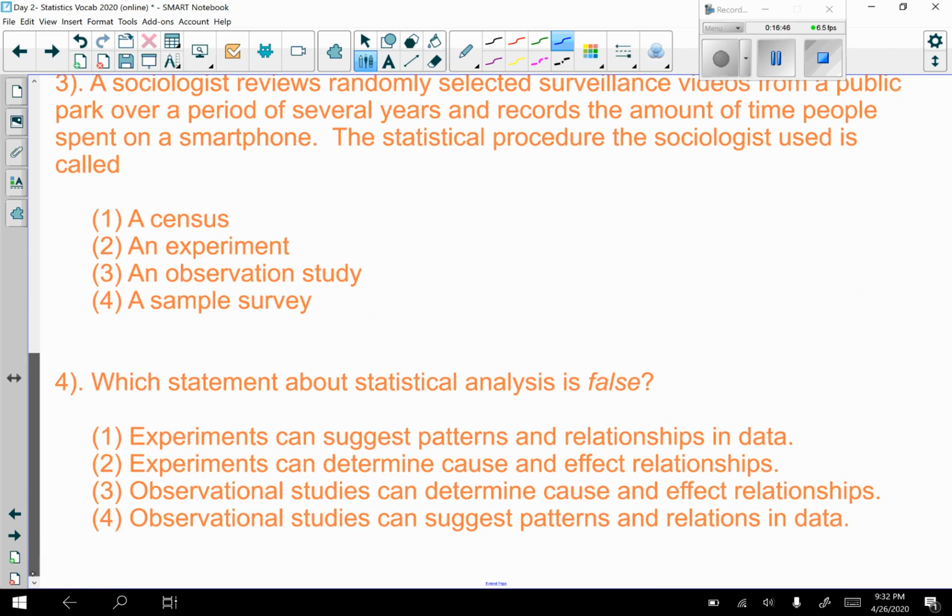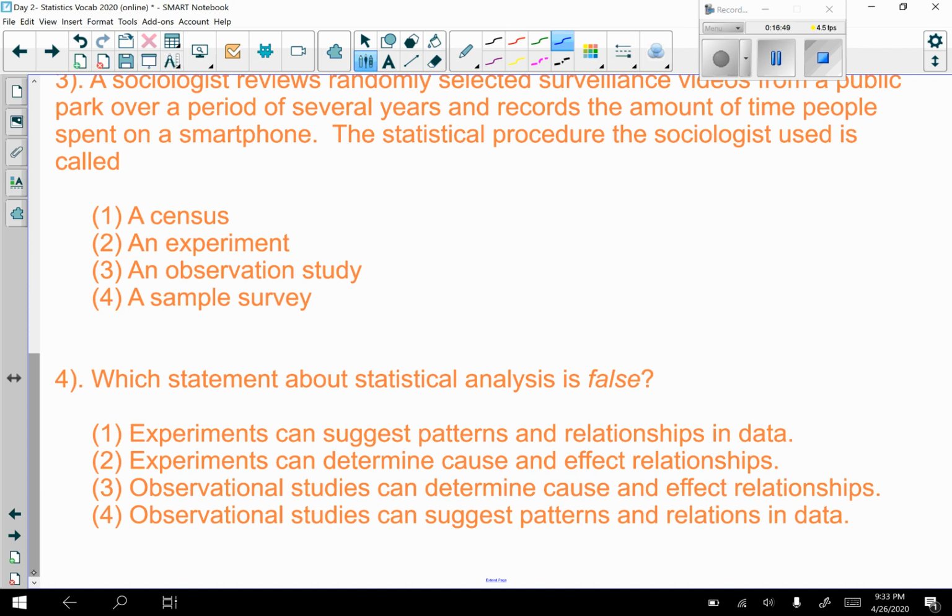Once again, I'd like you to pause the video and give numbers 3 and 4 a try, and then hit play to check your answers. Number 3, a sociologist reviews randomly selected surveillance videos from a public park over a period of several years and records the amount of time people spend on a smartphone. The statistical procedure the sociologist used is called, they're simply reviewing and looking at and observing the amount of time people spend on a smartphone, so it is choice 3, an observational study.